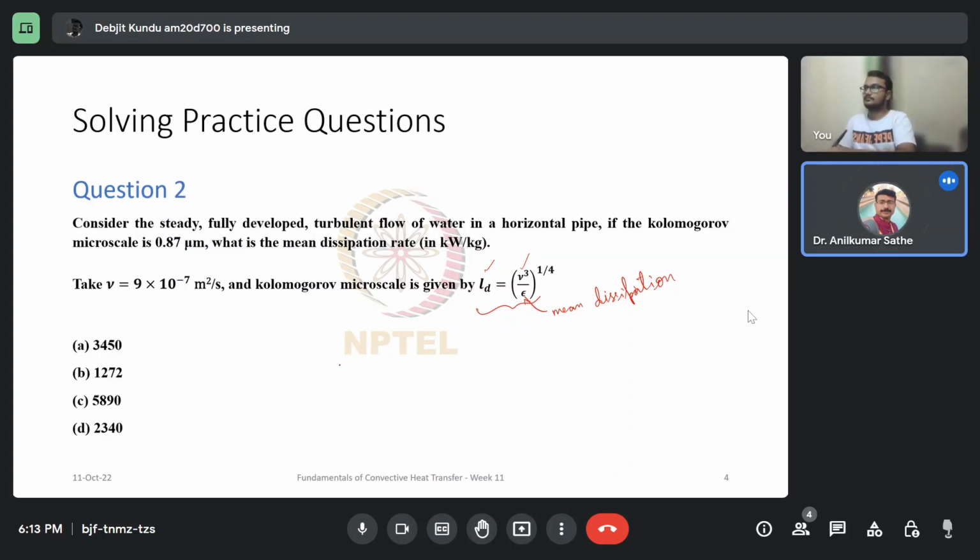L_D raised to 4 is equal to nu cube upon epsilon. So epsilon is equal to nu cube upon L_D raised to 4. Please take your time. Nu cube.